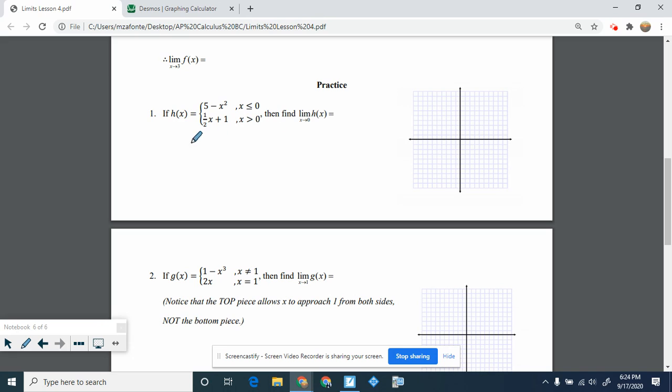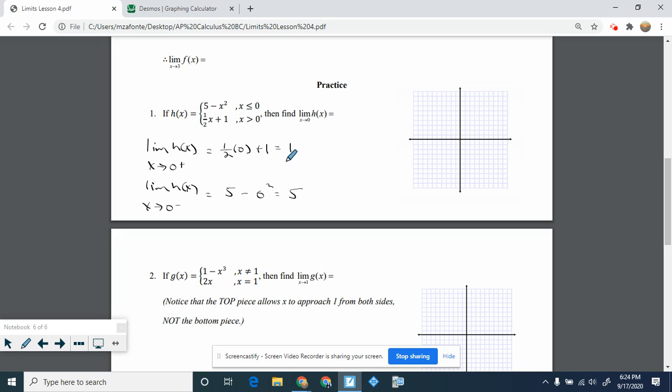So right off the get-go, you would be like, all right, I have to, on my own, do the limit of h of x as x goes to 0 strictly from the right, and the limit of h of x as x goes to 0 strictly from the left. So which piece allows me to approach 0 strictly from the right? Well, right here, x greater than 0, that's to the right of 0. So I would directly substitute that value, which is 0 in this case, and I end up getting 1. Which piece allows me to approach 0 strictly from the left? That would be x less than 0. So that would be 5 minus 0 squared. Well, that's going to be 5.